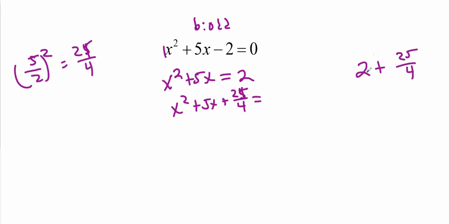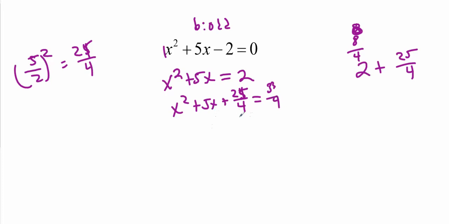Well, this is just a 2. This is just another way of writing 8 over 2, right? Wait a second, what am I doing? I need to turn this into 4. So I'm going to have a 4 on the bottom, and I'm going to have 8 over 4. Okay? So 8 plus 25 is 33, 33 fourths.